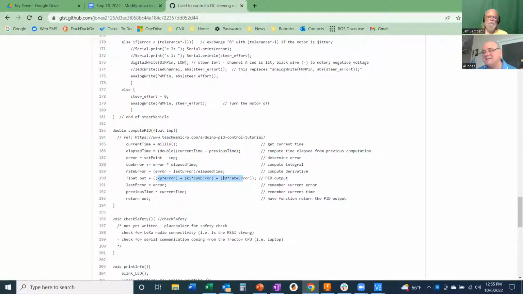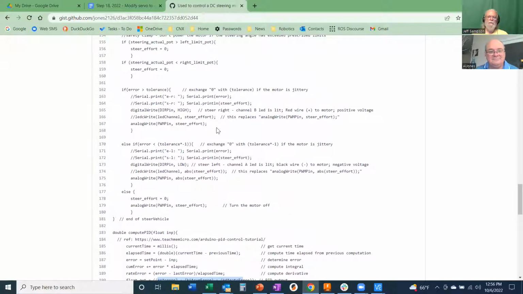It's going to be fascinating to see what those numbers come out to be. And then the other thing is, I would say, yes, take output, and that's what you're going to control your motor with. And then where you're checking against, you say error is greater than zero or less than zero. That should say output greater than or equals zero at that point.